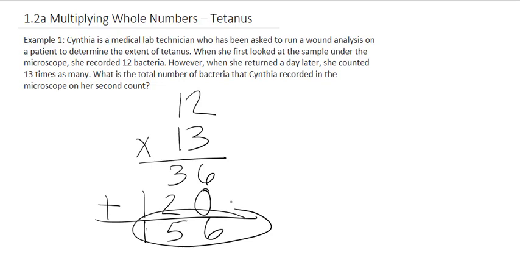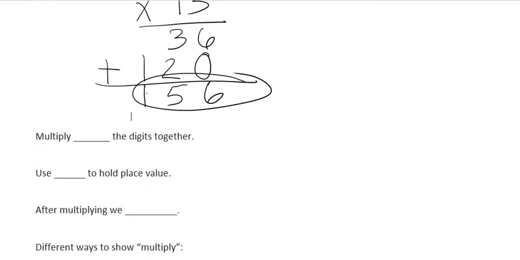Now, before we move any further, let's spend a moment specifically outlining the steps to multiply. When we multiply whole numbers, we need to remember to multiply all the digits together. We also need to remember to use 0 to hold place value. After we have finished multiplying, we add.